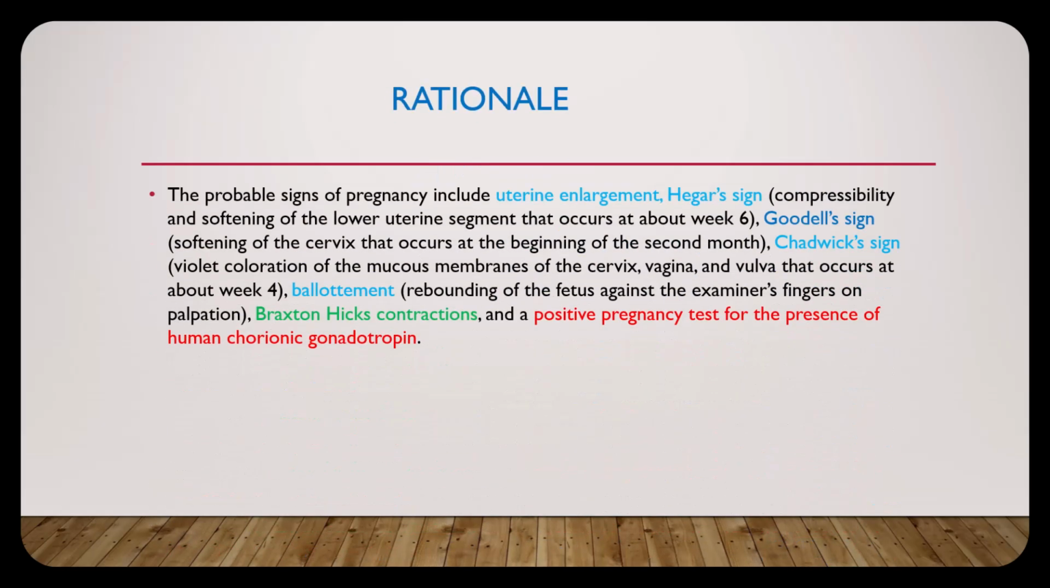The probable signs of pregnancy include uterine enlargement, Hegar's sign, Goodell's sign, Chadwick's sign, ballottement, Braxton Hicks contractions, and a positive pregnancy test for the presence of hCG.